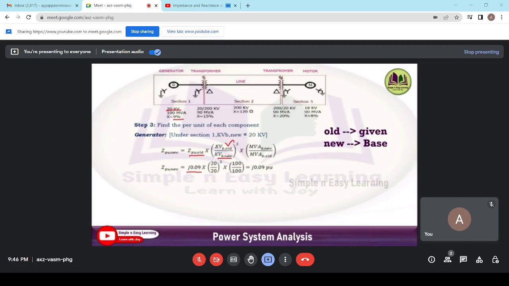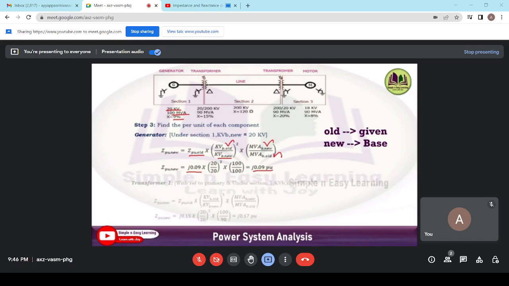The new value is the base value. The base value under section 1 is 20. So 20 divided by 20, the whole square, into MVAb new, that is the base MVA under section 1, which is 100 MVA. The MVAb remains the same throughout the problem. So 100 MVA divided by MVAb old, which is the given value, 100. You can simplify this and you will get the same answer, J0.09 per unit. Like that you can find the per unit impedance for all the components.